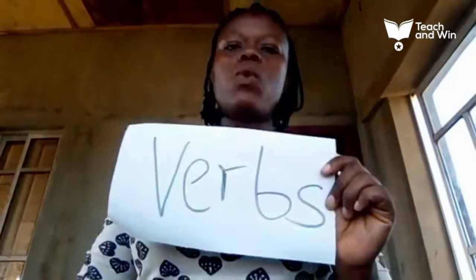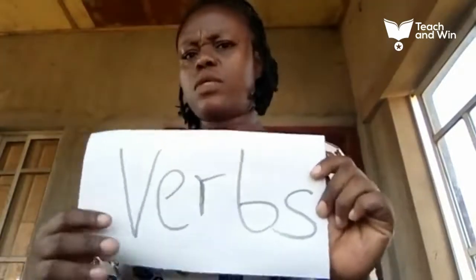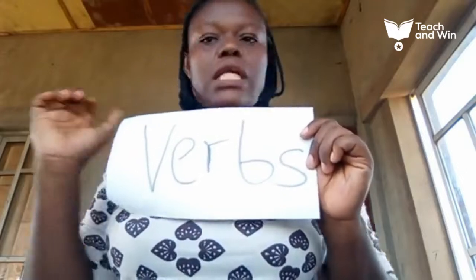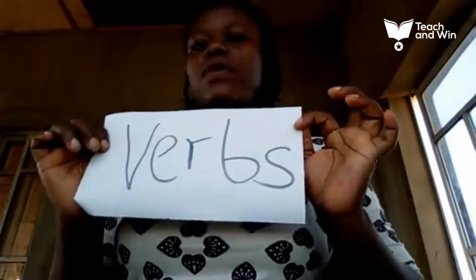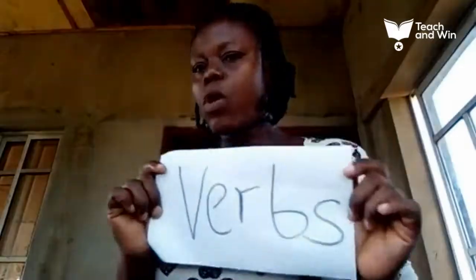Now, what do you understand by this term verbs? What are verbs? Verbs are actually one of the parts of speech in the English language. It is one of the 8 parts of speech we have in English language, aside from noun, pronoun, adjective, adverb, preposition, conjunction, and interjection. Verbs. Now, what are verbs?